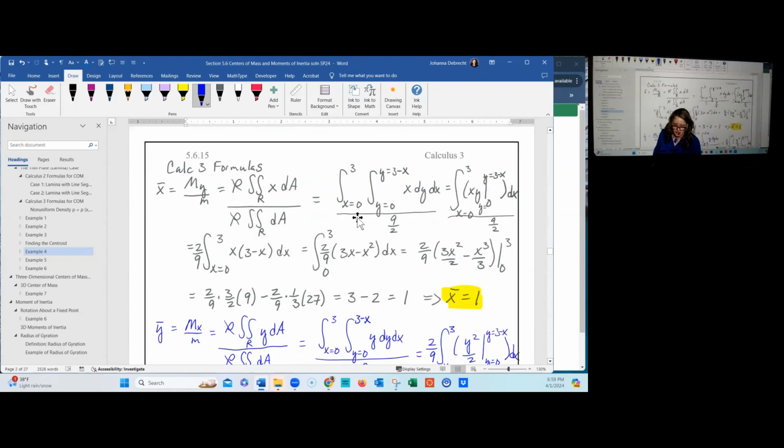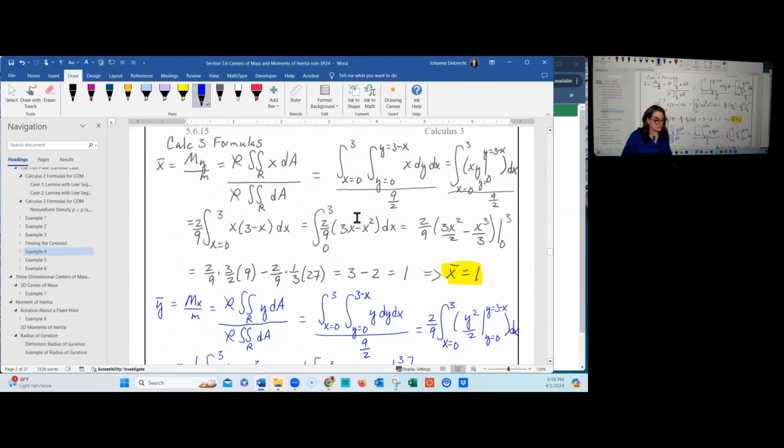Now, you could also have used the calculus 3 formulas to do it. This time I went ahead and wrote them in fraction form, and I canceled out the density function from the beginning. Now, the denominator is a double integral over the region with an integrand of 1, which is just giving us the area of that region, which we've already computed. It's 9/2. And then the numerator, we have x times dA.